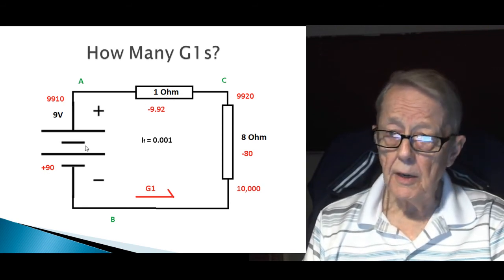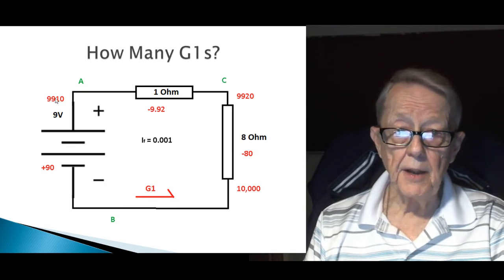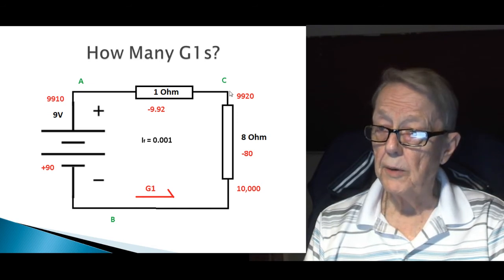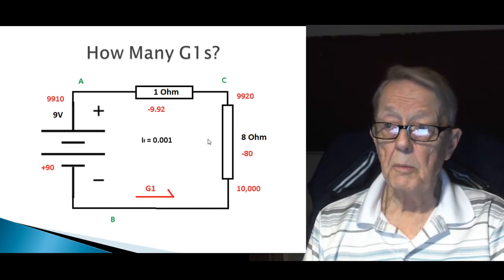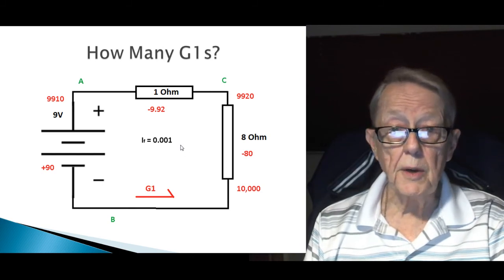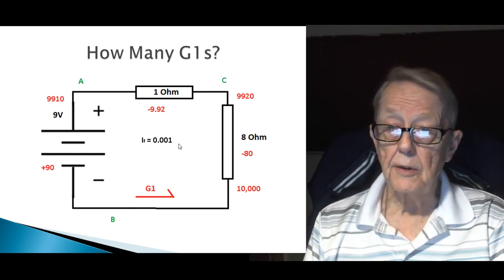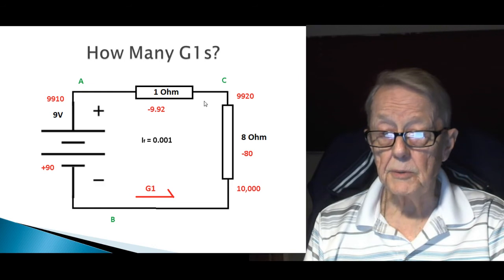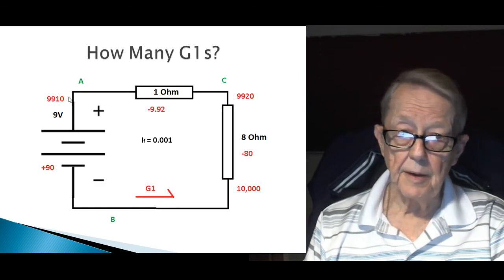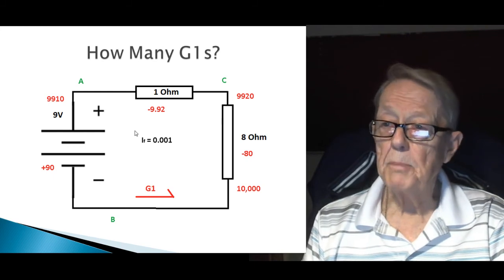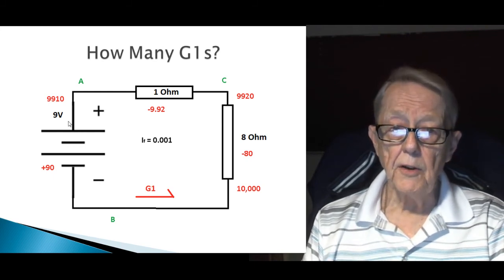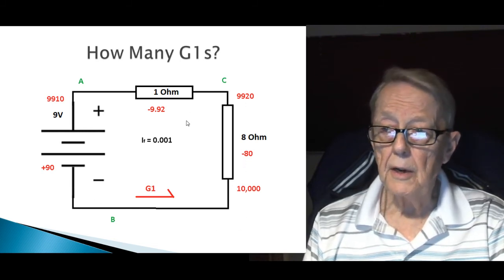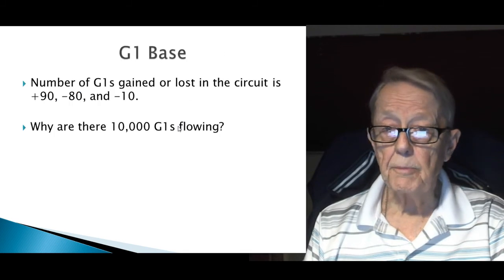The current here is 1 amp, and yet I got 9,910 here, I got 10,000 here, and I got 9,920 here. The number of G1s is not constant, even though the current apparently is, we treat the current as if it were constant. And if 10,000 were able to come into this resistor, but it can't happen with this circuit. It can't happen if you're going to lose some. As you gain some here, lose here, and lose here, the numbers are different.